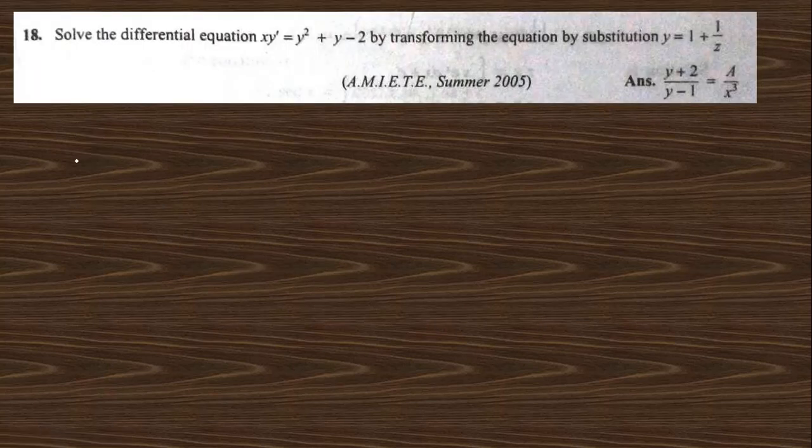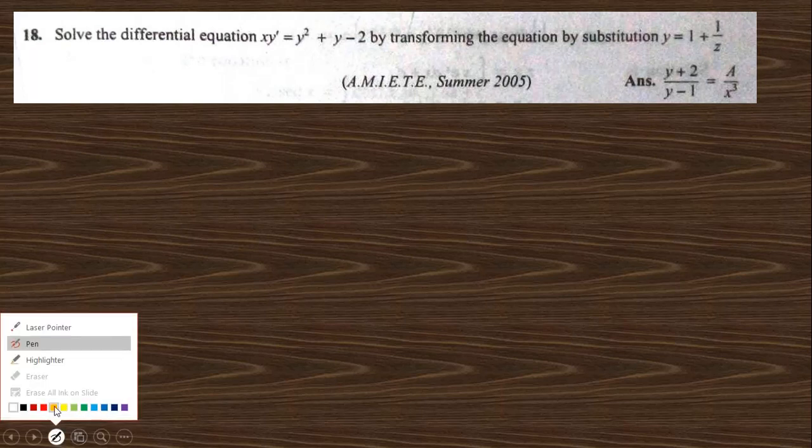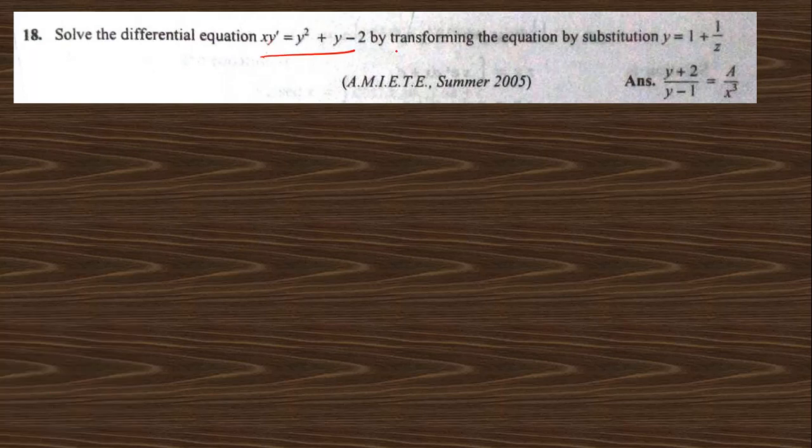Similar. Next, solve the differential equation by transforming with the substitution y equals 1 plus 1 by z. So we need to substitute. So y equals 1 plus 1 by z, then dy/dx, that is y prime, will be minus 1 by z square dz/dx.